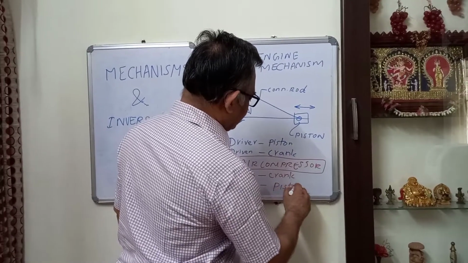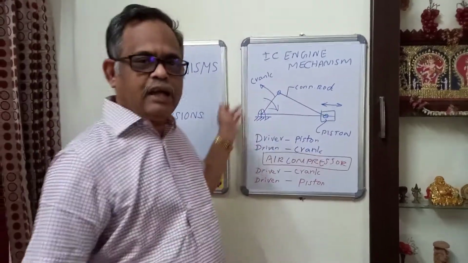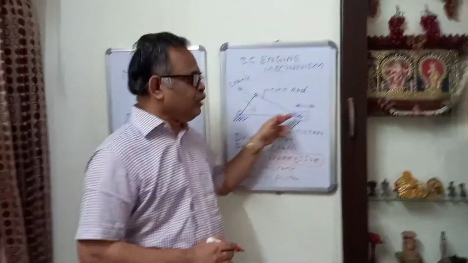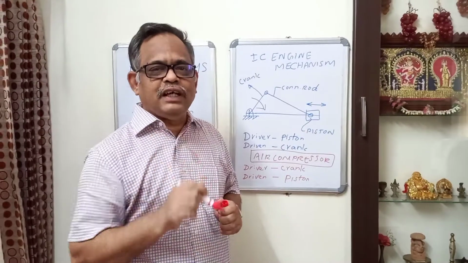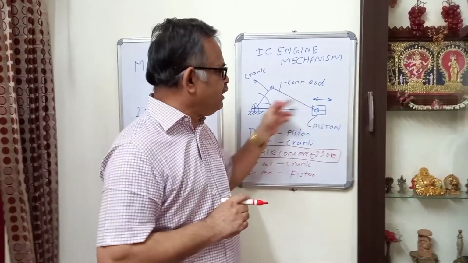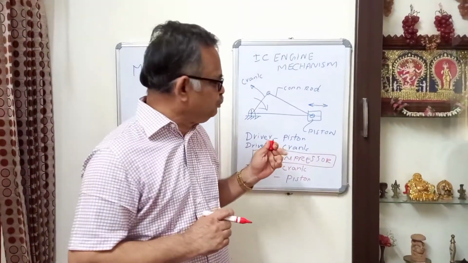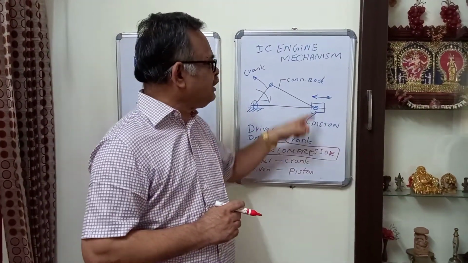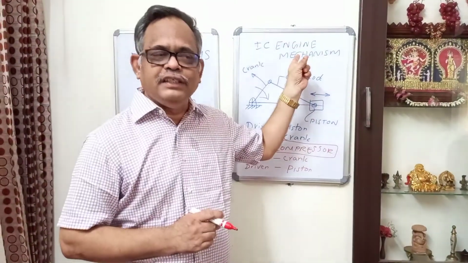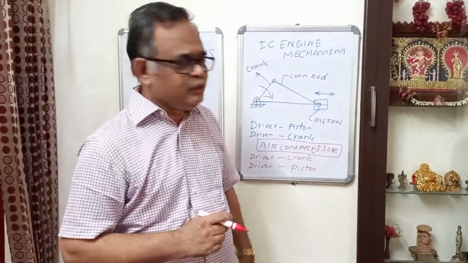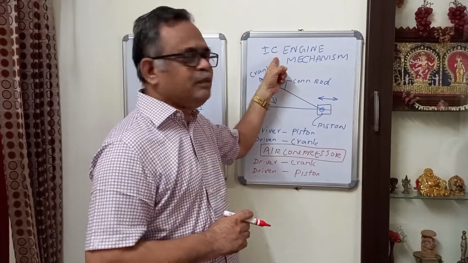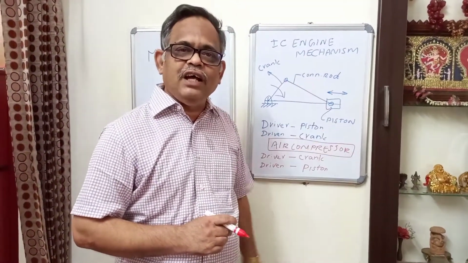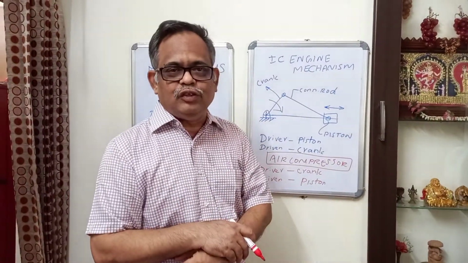In the case of air compressor, the crank is rotated by an electric motor, and the piston compresses the air into the tank and it is called the reciprocating air compressor. So here air compressor is the inversion of IC engine mechanism. And if you take air compressor as a mechanism, then IC engine will be the inversion of air compressor.